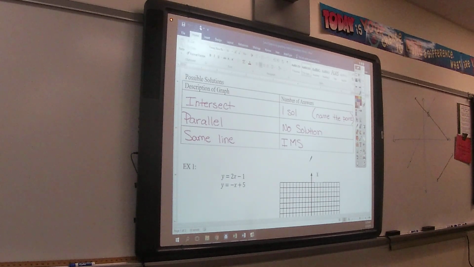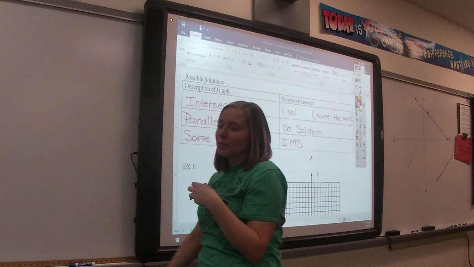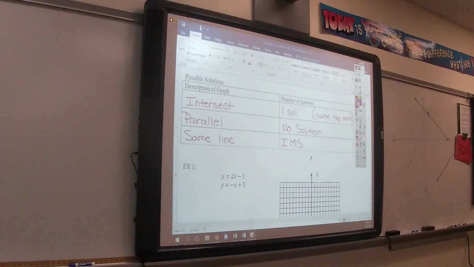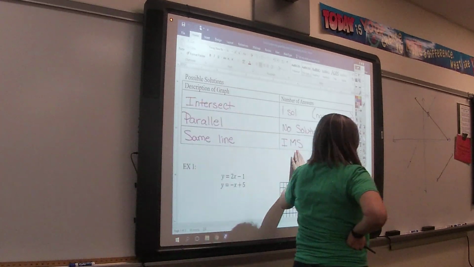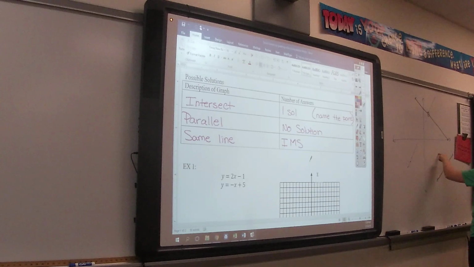So remember, I was kind of picky about this before, especially if you had me first trimester, and I would say, no, let's not say infinite many solutions, let's say all solutions, because that was a more specific wording. All solutions means you can pick anything you want to pick, doesn't matter. This does not allow us to pick anything we want to pick, right? A point over here we couldn't pick because it's not on the line.